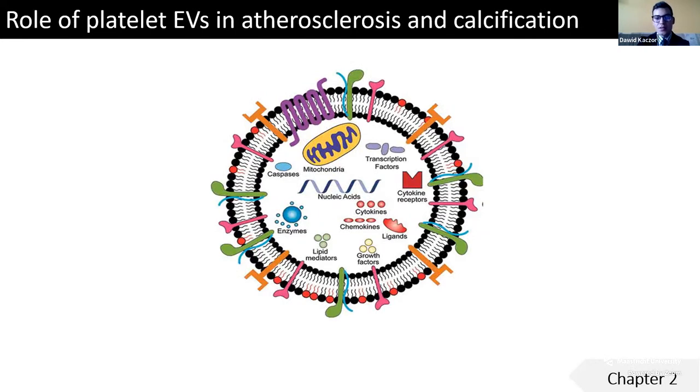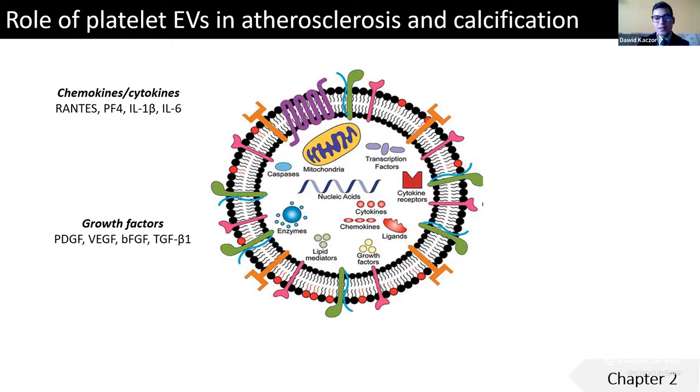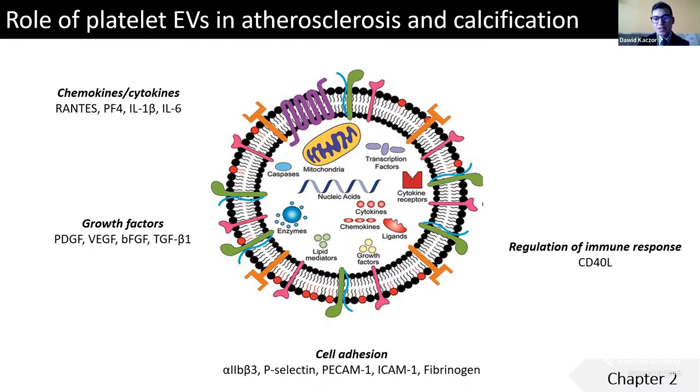Even though platelets are associated mainly with blood coagulation, they also participate in vessel remodeling. Platelet EVs contain molecules involved in atherosclerosis and calcification, such as chemokines CCL5 and CXCL4 that are the subject of this thesis, pro-inflammatory cytokines, growth factors stimulating proliferation, cell adhesion molecules facilitating cell arrest, regulators of immune response enabling leukocyte interactions, proteins involved in coagulation, and many more.